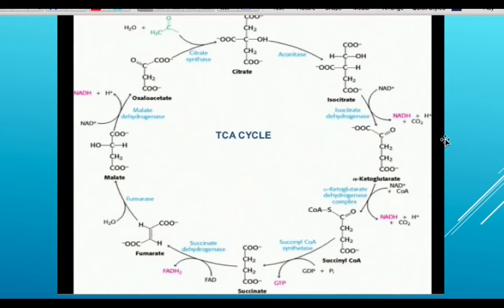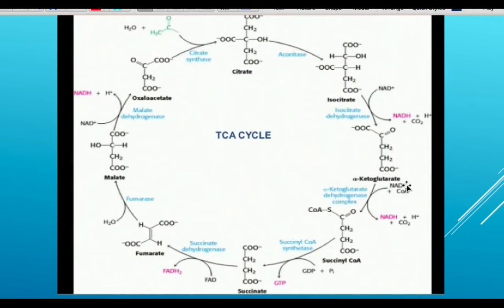Now, in step 4, the alpha ketoglutarate further undergoes a decarboxylation to release a carbon dioxide, and that means we go from a 5 carbon to a 4 carbon known as succinyl-CoA. So moving from a 5 carbon molecule to a 4 carbon molecule known as succinyl-CoA, and this is catalyzed by alpha ketoglutarate dehydrogenase complex.